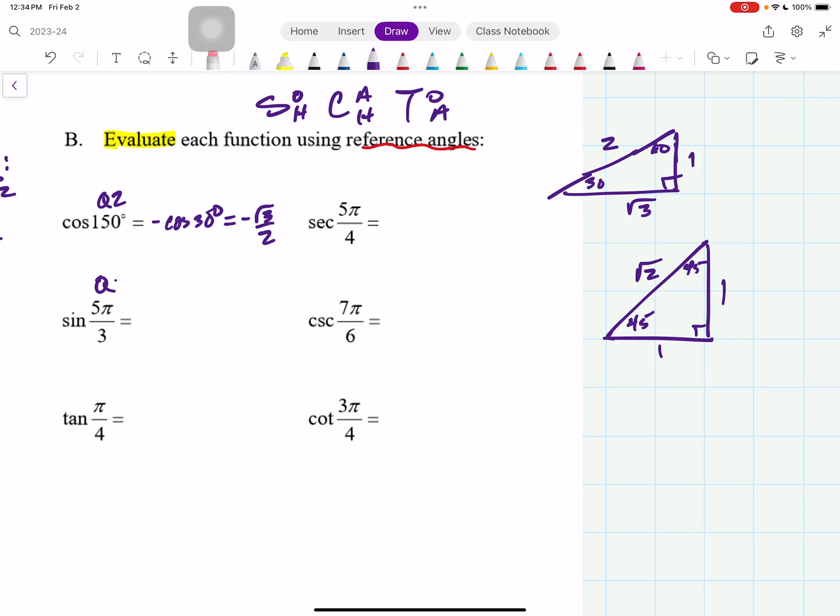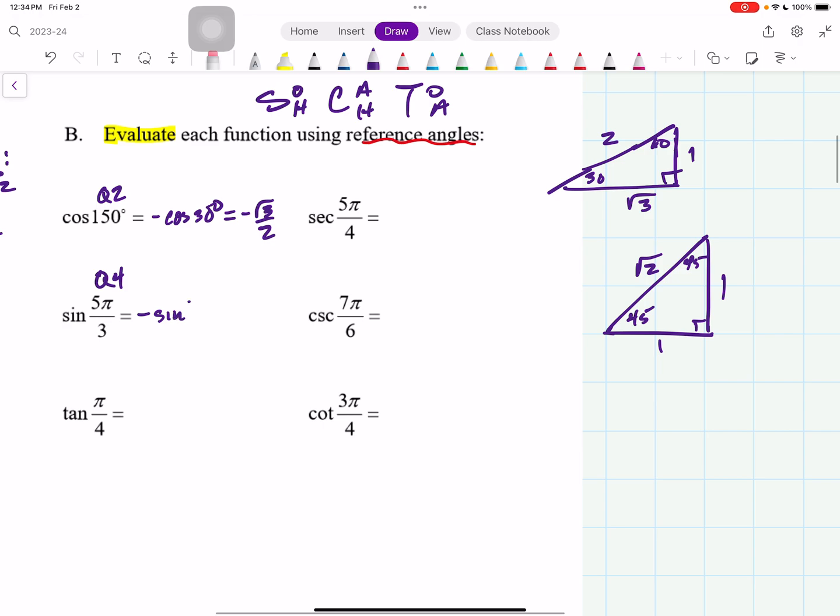5/3 pi is in quadrant 4. 1 2/3 pi is quadrant 4. You go 1 pi around plus 2/3 more, you're in quadrant 4. The reference angle is pi thirds. Sine is negative there, so this is negative sine of pi thirds, which is 60 degrees. And if you look at the triangle here, the sine of 60 degrees is root 3 over 2. So I get negative rad 3 over 2 here.